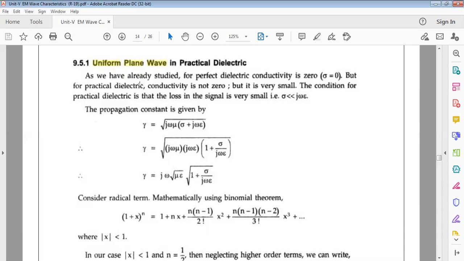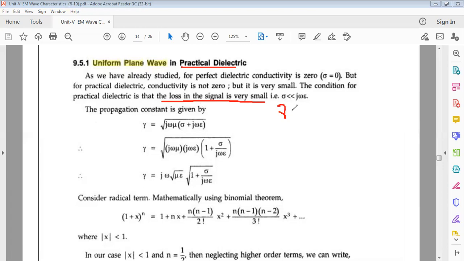Okay, and now we can go for the uniform plane wave in the practical dielectric. As we already studied, in a perfect dielectric the conductivity is 0, but in a practical dielectric the conductivity is not 0, but it is very small. The condition for a practical dielectric is that the loss in the signal is very small. You see, we are saying that conductivity is not 0, which means it is not a lossless dielectric, but the loss is very small in the practical dielectric. That is, sigma is very much less than j omega epsilon.